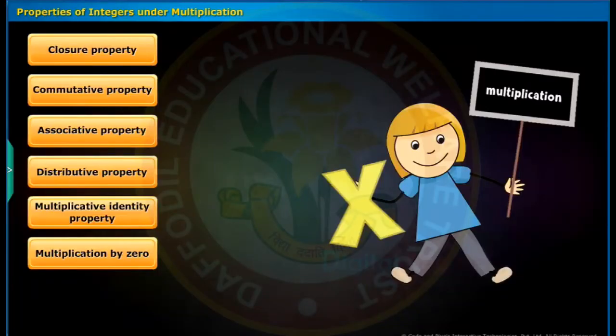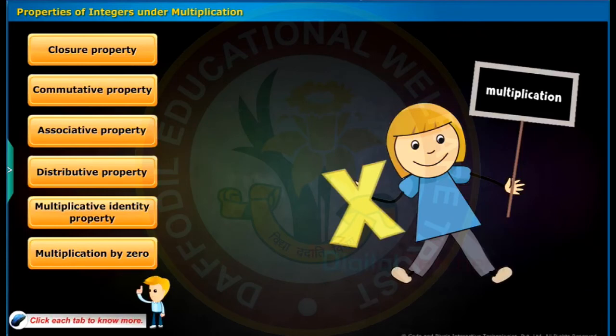Here, we will learn about the properties of integers under multiplication. Properties of integers under multiplication is categorized into closure property, commutative property. Click each tab to know more.